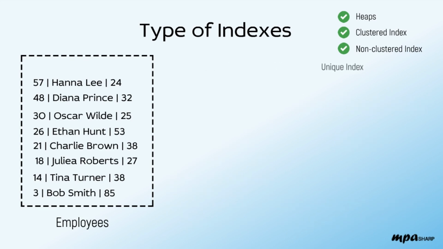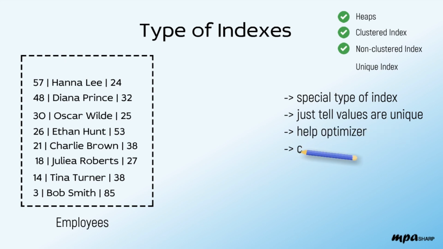Next we have unique indexes. A unique index is a special type of index. It just tells SQL Server that the column specified in the index cannot have duplicate values. You can have clustered and non-clustered unique indexes. By default, a primary key constraint creates a unique clustered index and a unique constraint creates a unique non-clustered index.